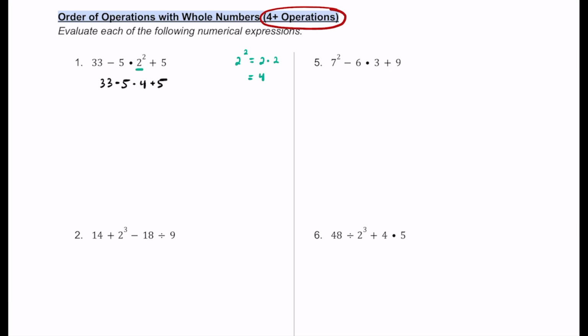All right, after that we have 3 operations left. Out of these 3 operations, this multiplication is the next most important thing. So we're going to do 5 times 4. 5 times 4 is going to be 20, so we have 33 minus 20 plus 5. We have subtraction and addition. They're equally important, so do the one on the left. 33 minus 20 is 13, so we have 13 plus 5. And then finally, 13 plus 5 is equal to 18.